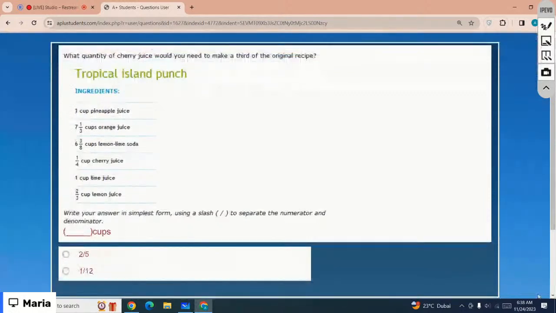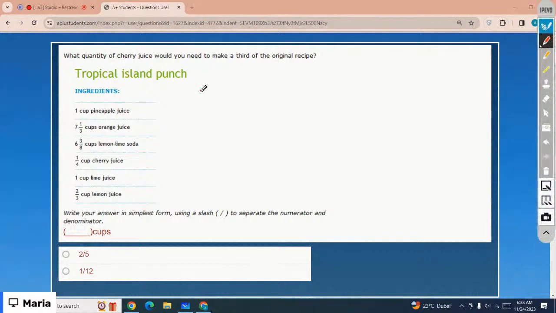You have to make a third of the original recipe, right? So in the original recipe it is 1 over 4 divided by 3. 1 over 4, replace division sign with multiplication and take the reciprocal, that would be 1 over 3. 1 times 1 is 1 and 3 times 4 is 12. So that would be 1 over 12, not 2 by 5. The correct option is 1 over 12.